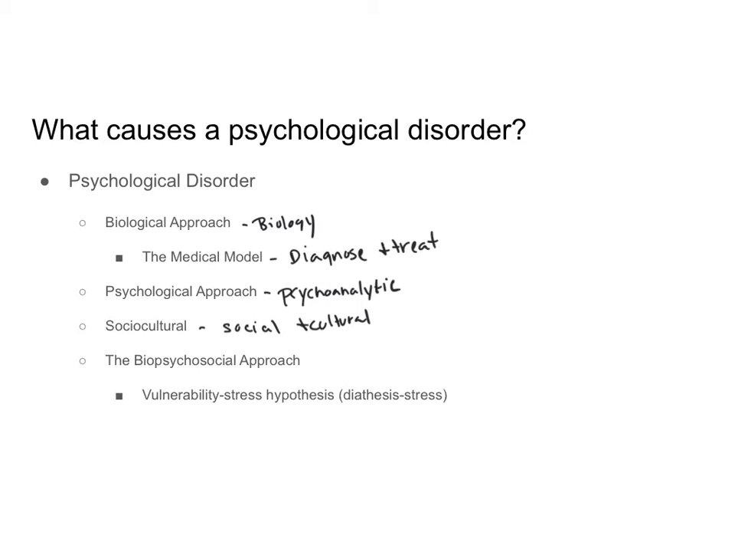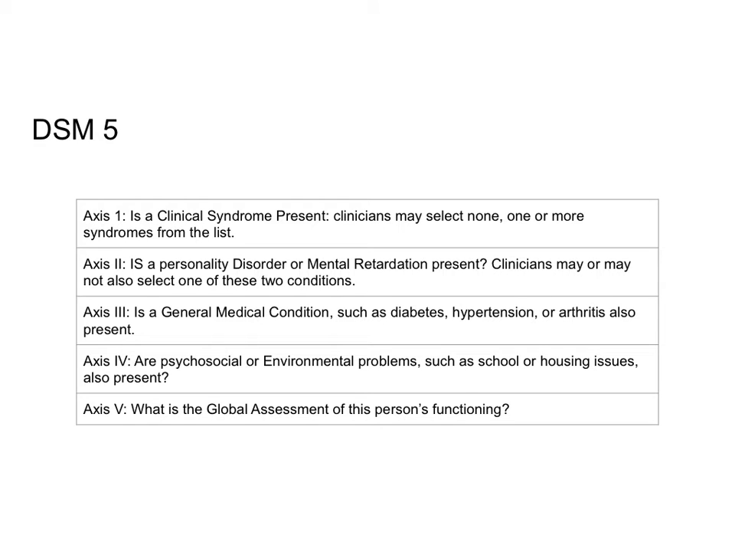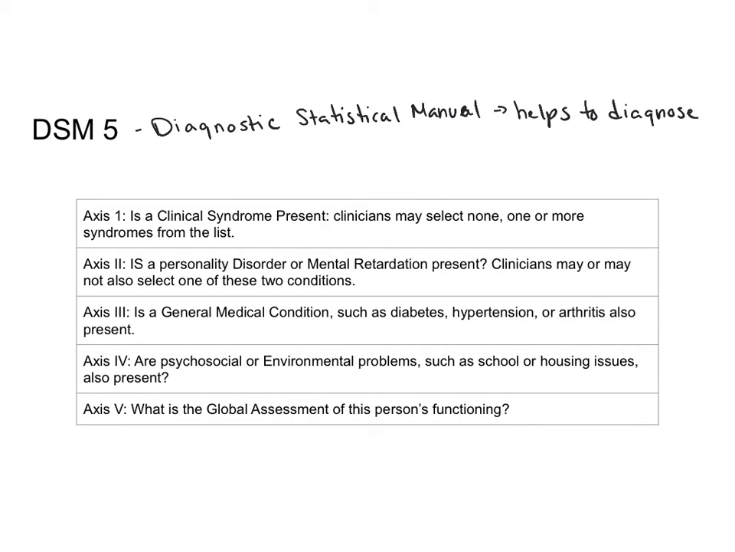And we're actually going to talk more about these in class, so I'm not going to go into great detail about them right now. But just make sure when we talk about them in class that you do get that information written down. So how do we figure out if somebody has a disorder? Well, that's where we have the Diagnostic Statistical Manual. And this is the 5th edition. And what this does is it helps to diagnose a psychological illness.